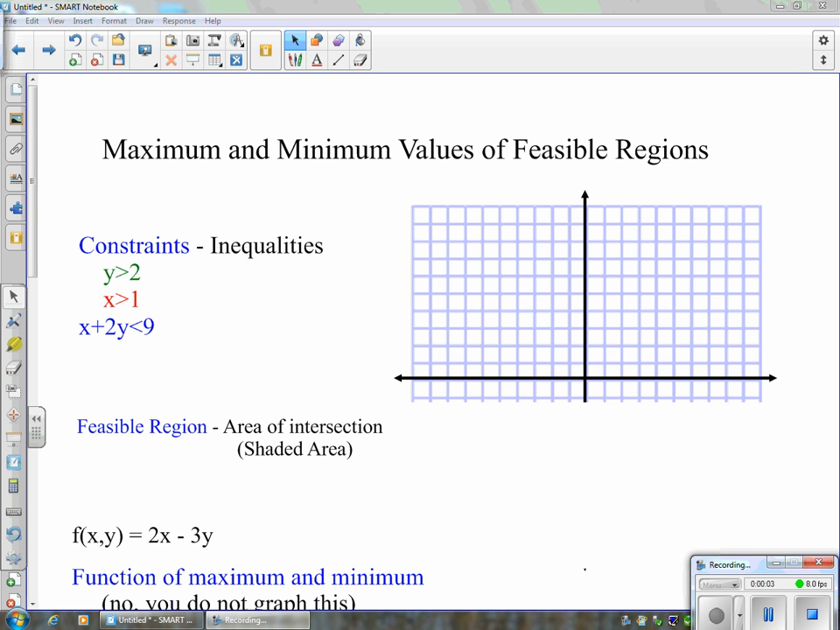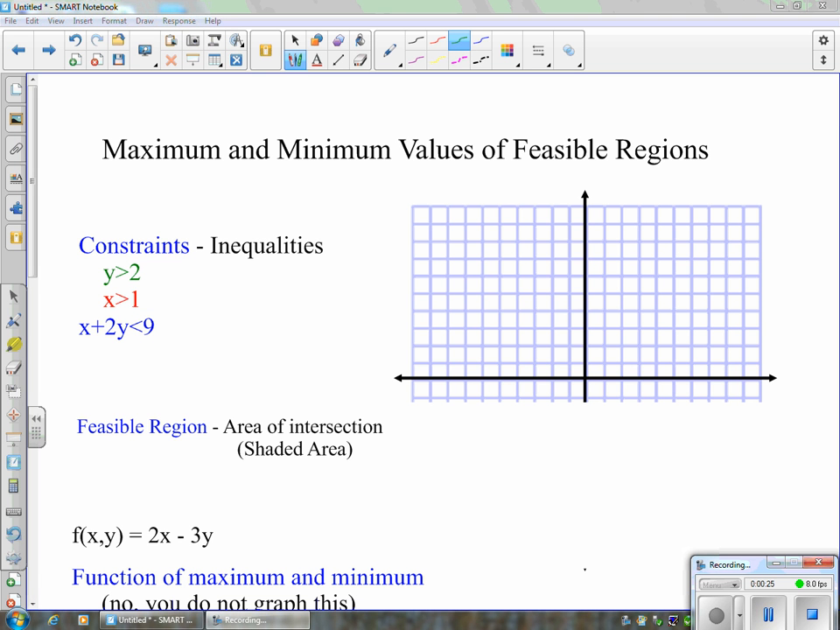Hello. Today we're going to talk about maximum and minimum values of feasible regions. Now, feasible regions are going to give you some constraints. Constraints are basically some inequality equations that you can graph. So first thing I'm going to do is graph these three equations.